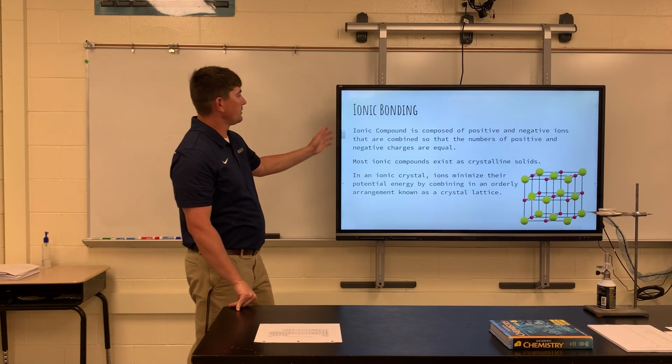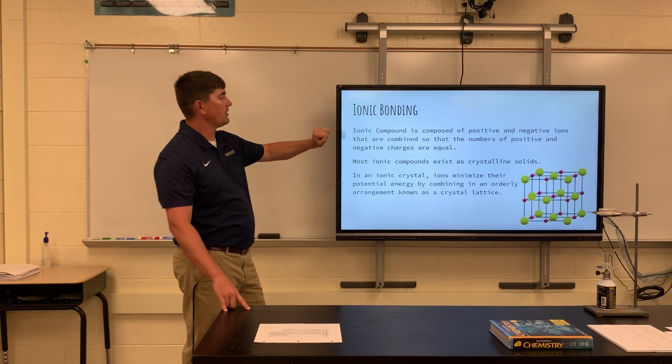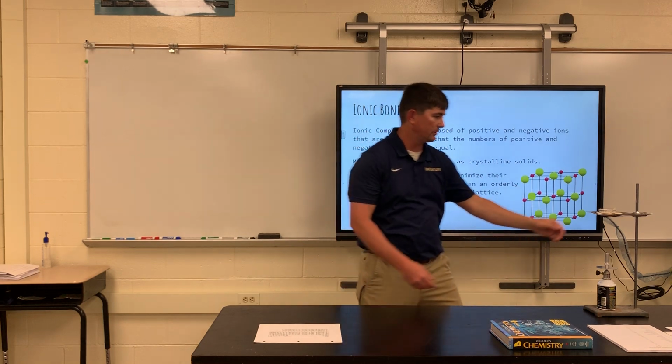So they're bonded because of that difference in charge, right? Most ionic compounds exist as these crystalline solids, as you can kind of see here. Let me see if this is in the way.